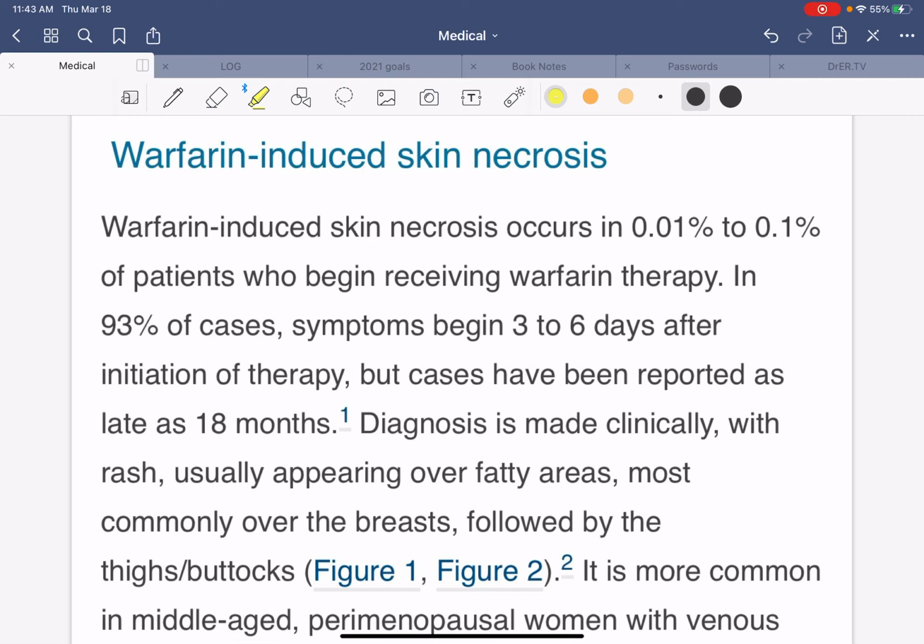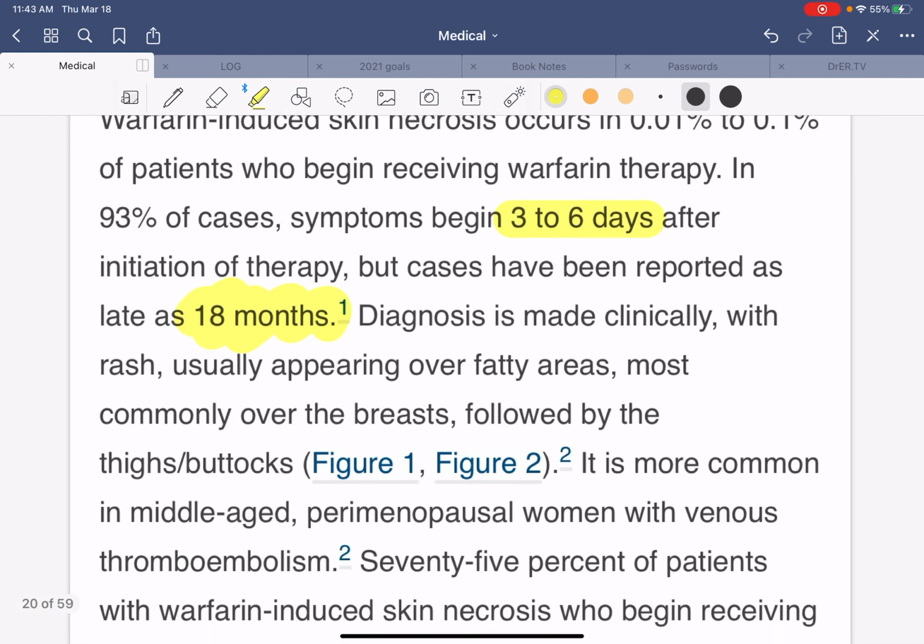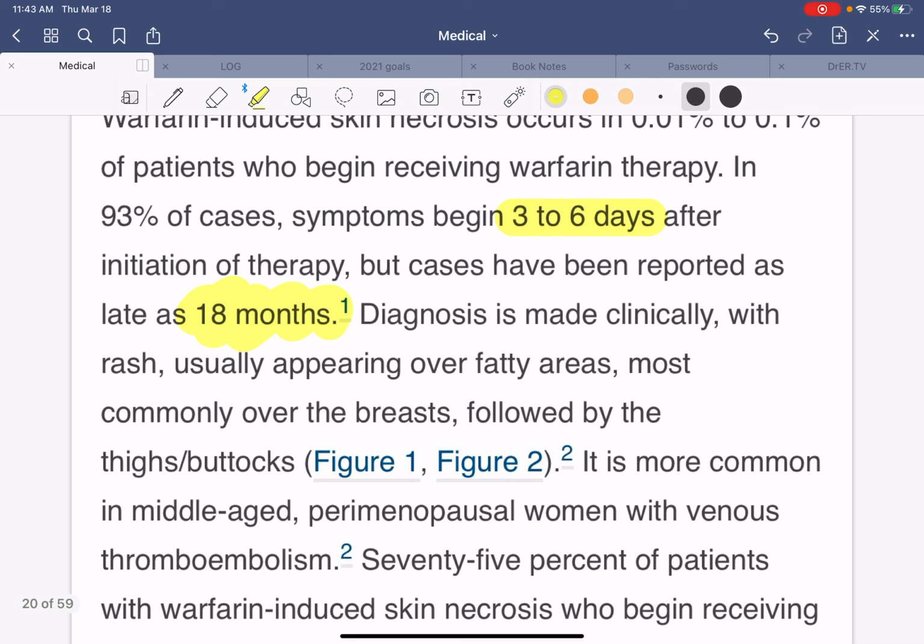So it's not so rare for the medical professional, but very rare for people out there in the community seeing these kinds of cases. In 93% of the cases, symptoms begin 3 to 6 days after the initiation of therapy, but cases have been reported as late as 18 months. So it's not really an allergic reaction, it's just a reaction that can happen anywhere between 3 to 6 days, but up to a year and a half after starting therapy.